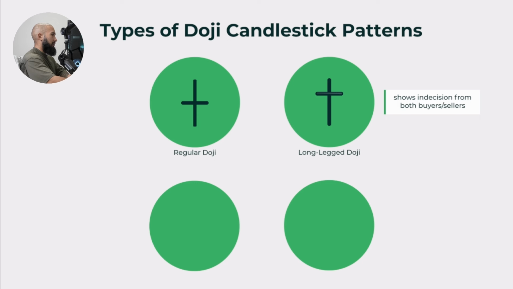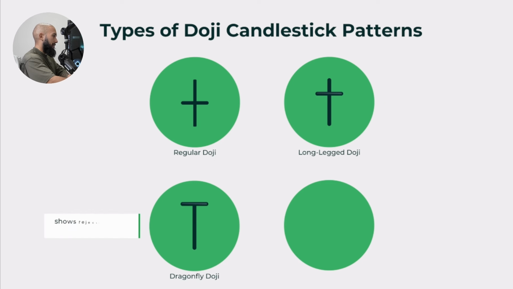The third type of Doji candlestick pattern we have is going to be the Dragonfly Doji. Now, the Dragonfly Doji shows that initially sellers drive the price lower, but by the end of the session, buyers take control and drive the price back up to where the candle opened. So, price ends up where it started, just as these candles did, except it shows rejection from lower prices. It shows buyers pushing the price up.